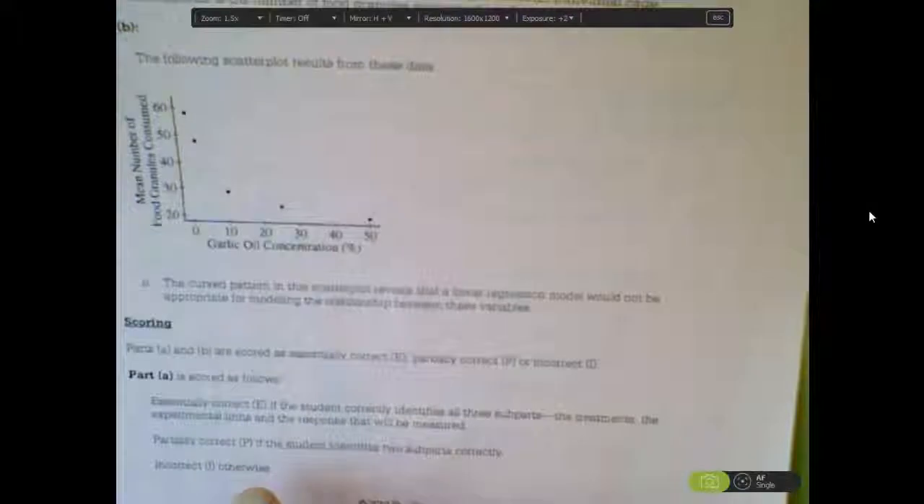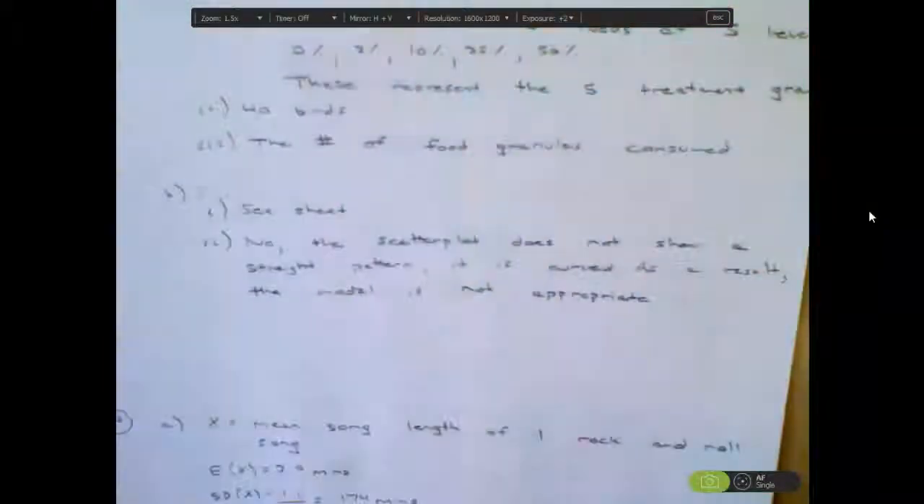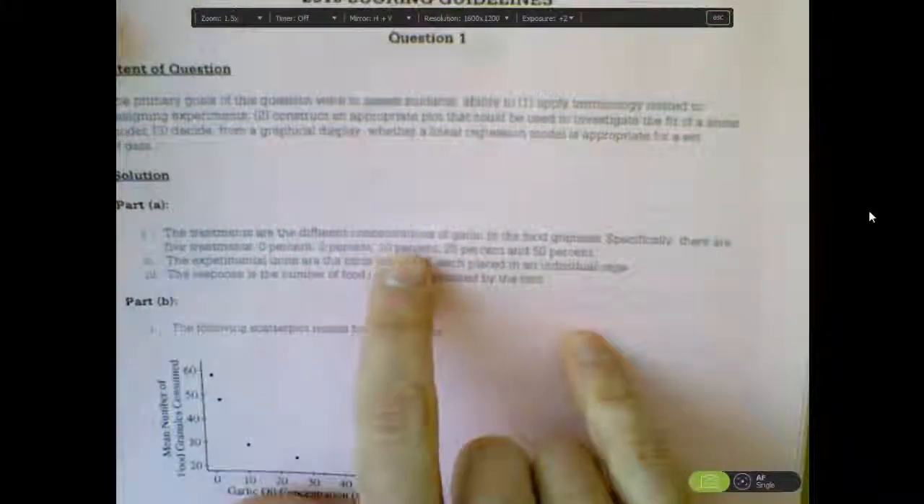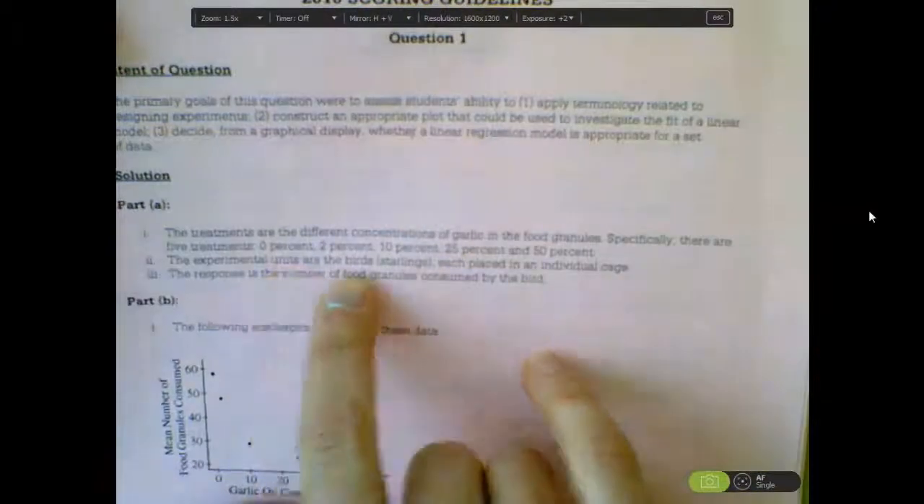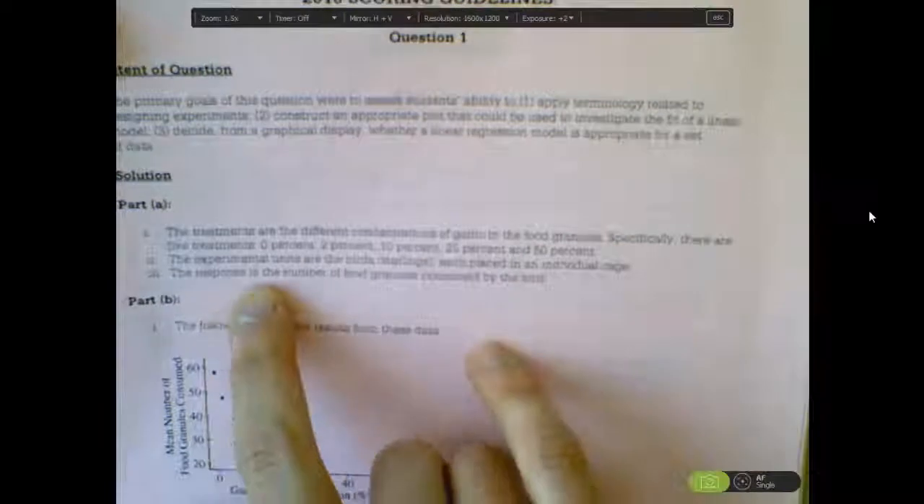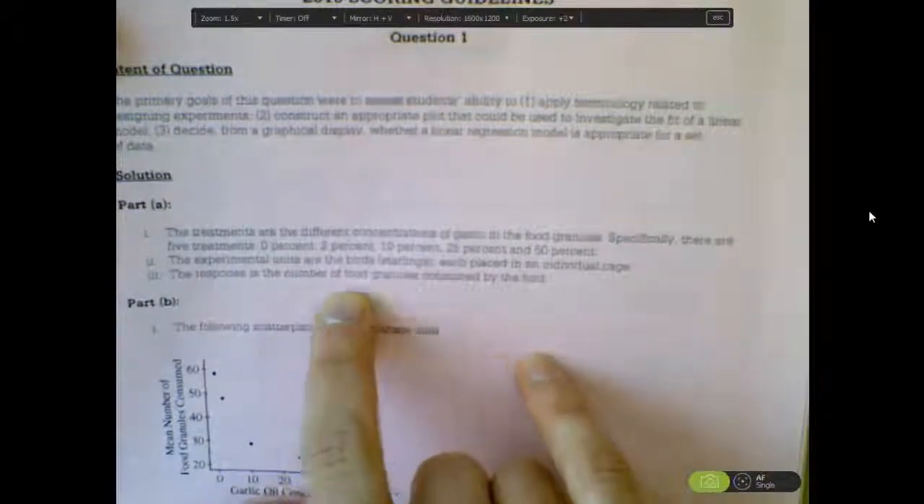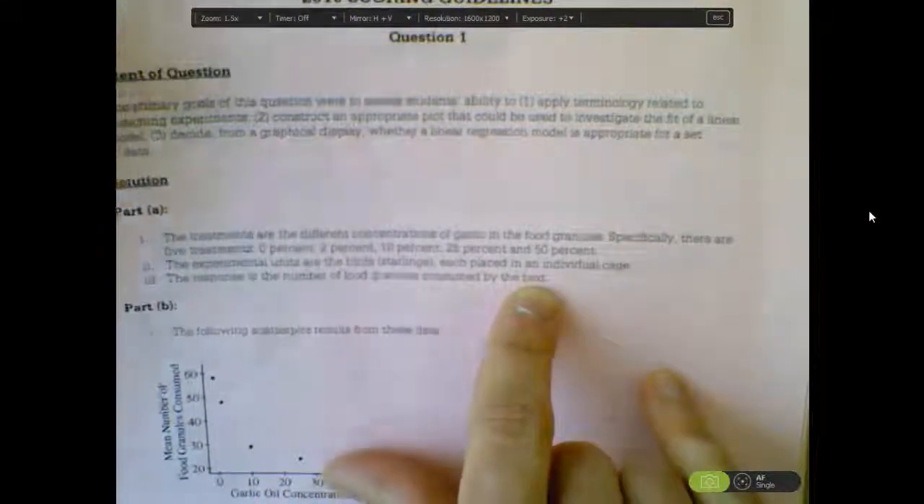Okay, scoring part A. I need 3 parts. You correctly identify all 3 subparts, that's an E. 2 of the 3 is a P, an I otherwise. So my treatments are going to be the 5 different concentrations of garlic in the food. The experimental units are the birds, and the response is the number of food granules consumed by the bird.